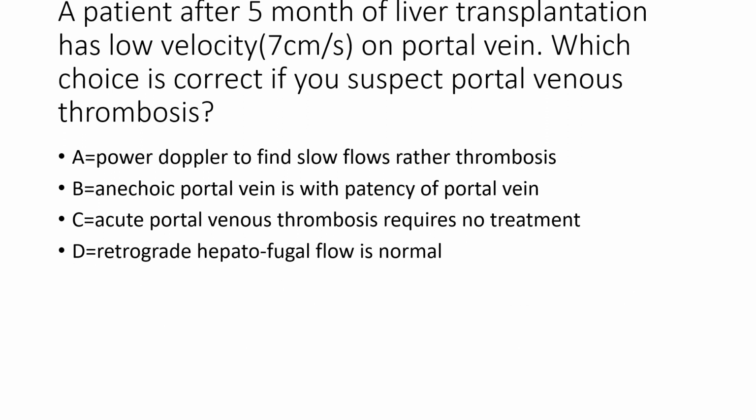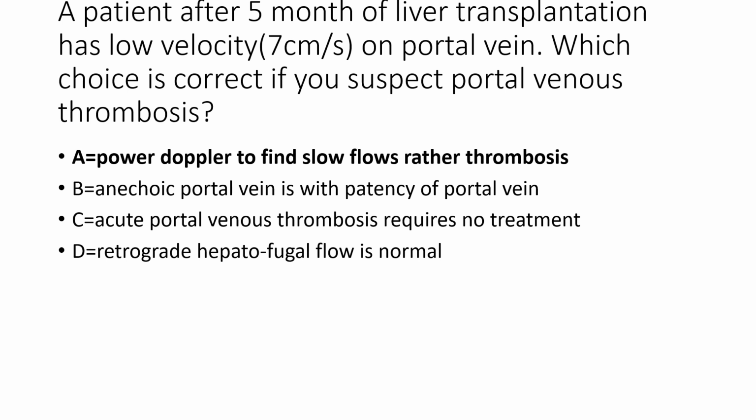Five months after liver transplantation, we have low velocity; less than 10 centimeters per second is low velocity for the portal vein. Which choice is correct if you suspect portal venous thrombosis? Yes, power Doppler we should use all the time. Power Doppler finds slow flows and thrombosis, expansion of thrombosis, partial or total, or helps with differential diagnosis.